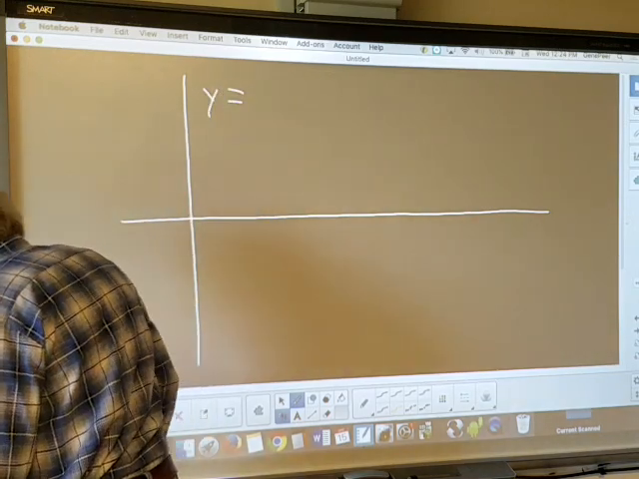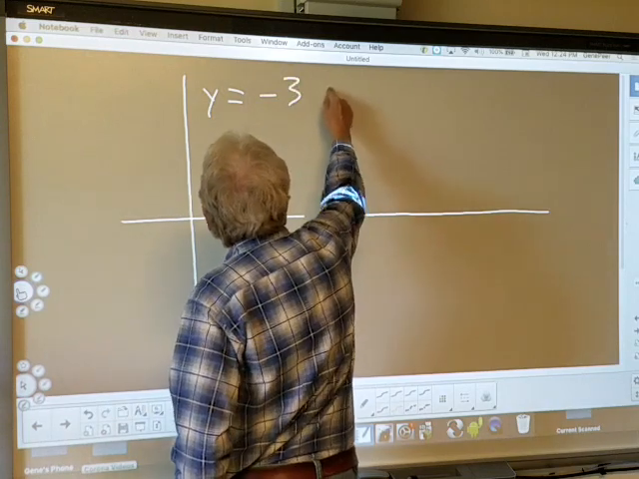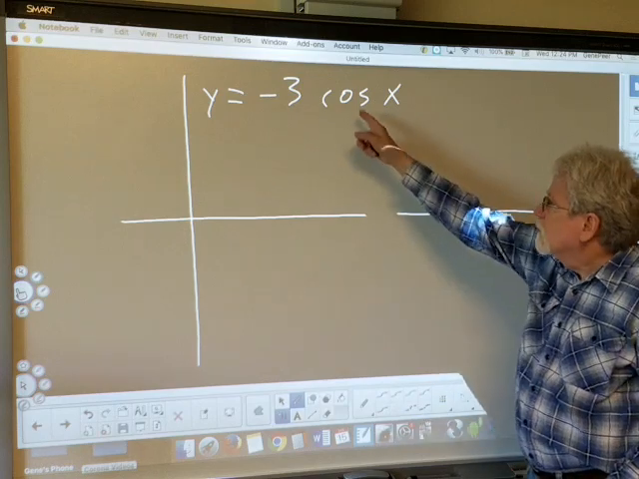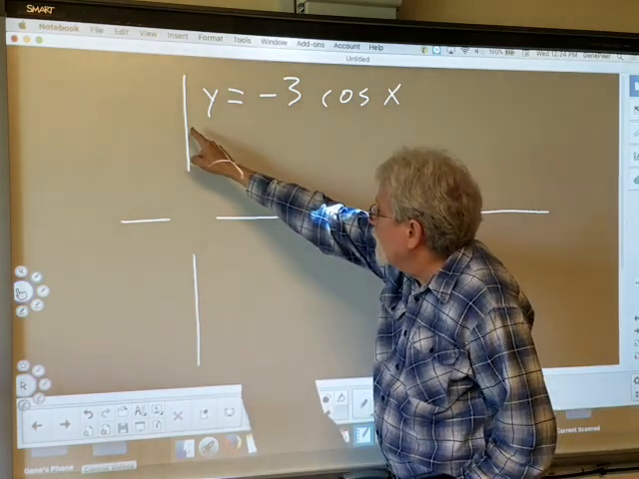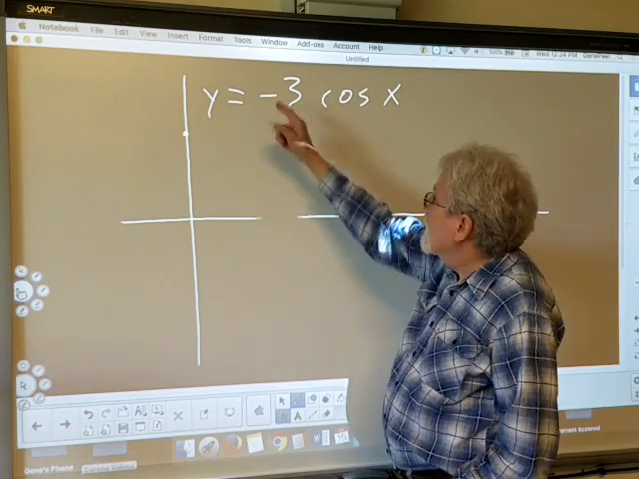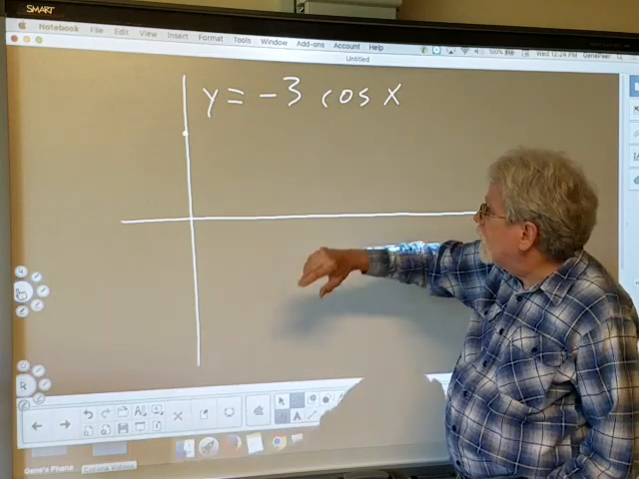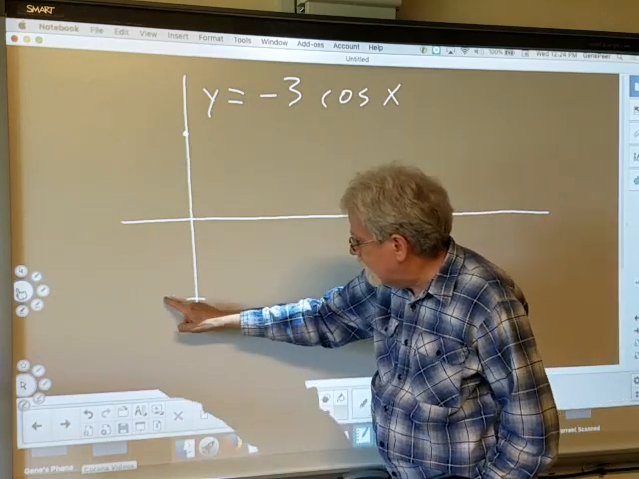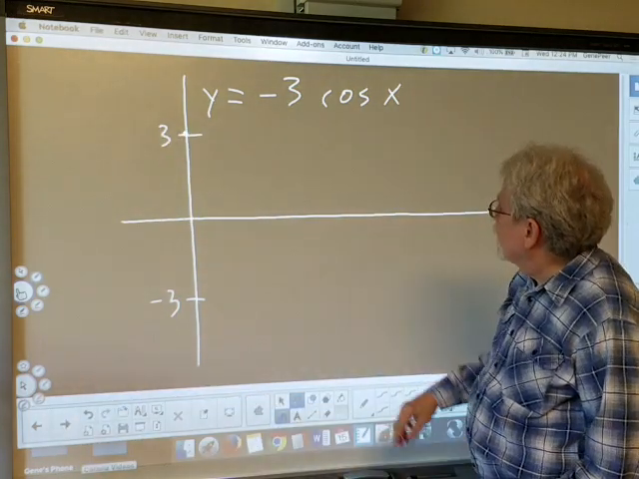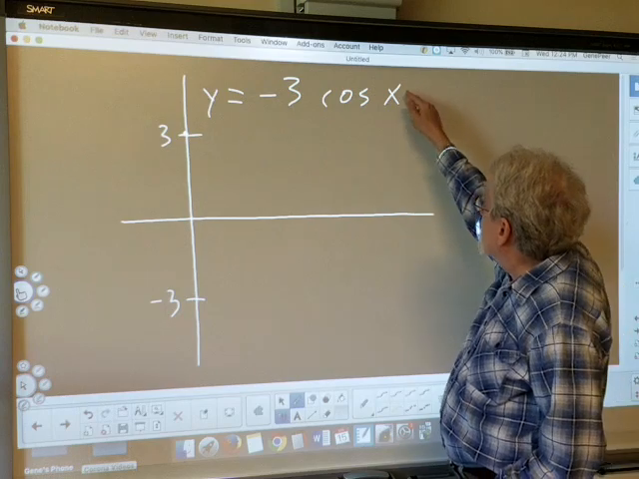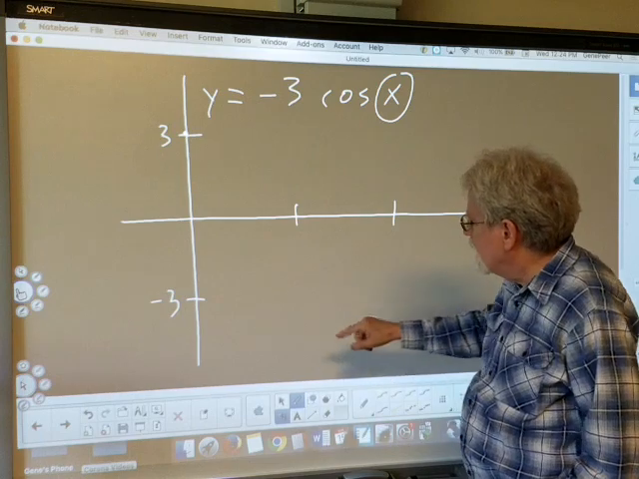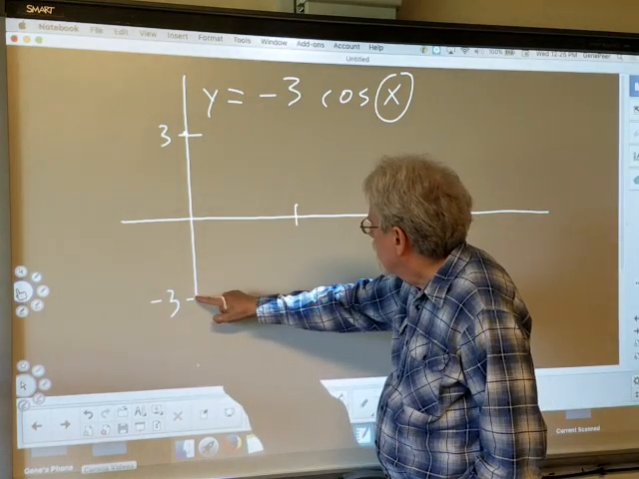All right, let's go to number 46. y equals -3 cosine of x. Okay, same story, but watch out. Cosine starts up here, but it has an amplitude of 3. And the negative says it's going to be upside down. So instead of starting at 3, it'll start at -3, and it'll go as high as +3. And it has to have a period of 2 pi. So here's 1 pi, here's 2 pi.